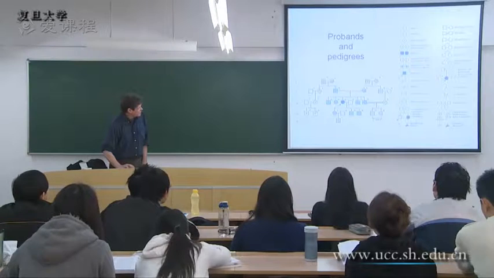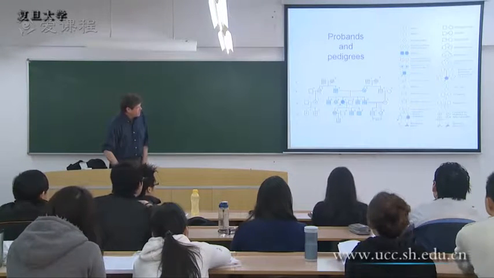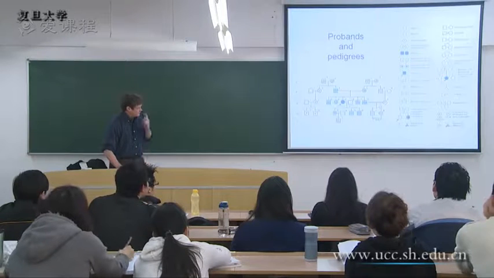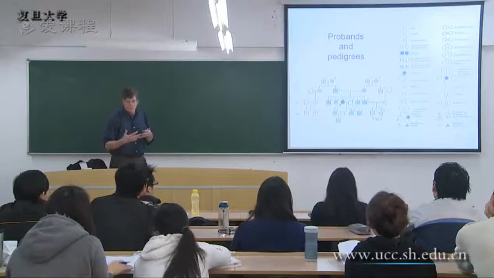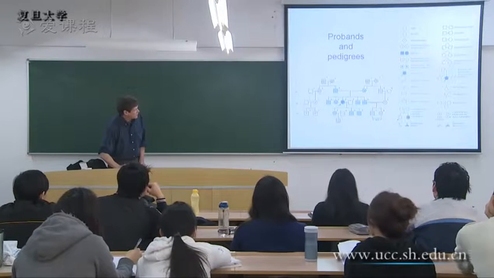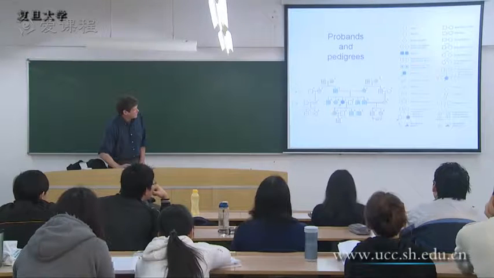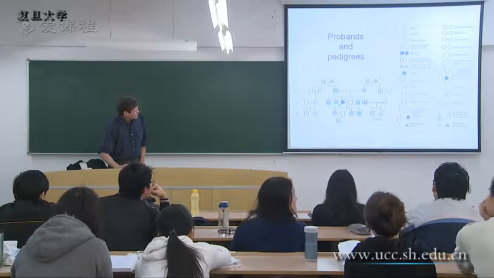Lines like this represent mating, and these are the offspring of the mating. This double line means a consanguineous mating. So this would be a mating between cousins right here, first cousins. And to indicate that, we give a double line.